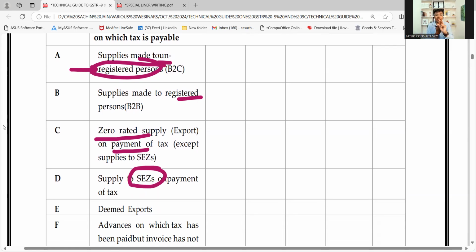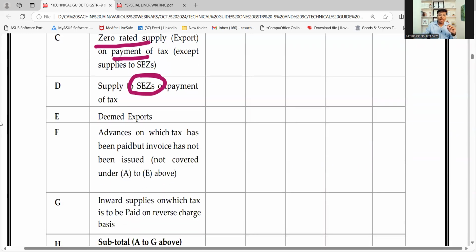Sir, under zero rated supply, there are a total of two types of supplies. One is export, another is supply to special economic zone. Because whenever a person makes a supply to a special economic zone, that will be treated as zero rated supply because the government has classified that area economically. Okay. Another is deemed export and inward supply on which the tax is paid under reverse charge mechanism.